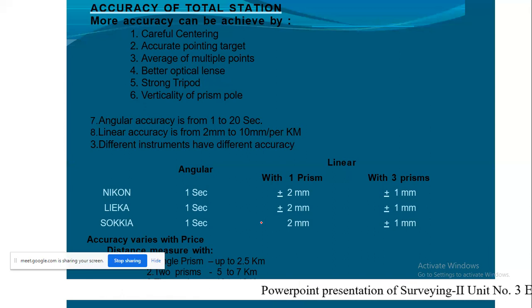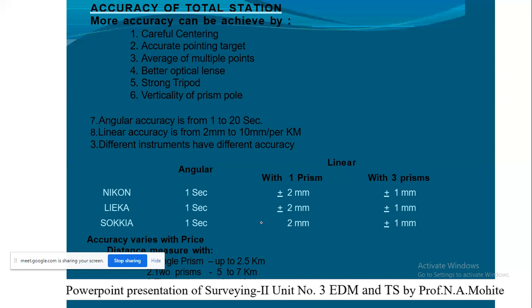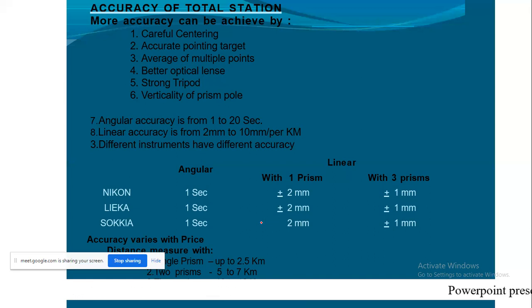So different instruments, as I told you, have different accuracy, depending upon the make, that is, the manufacturer. Here you can see there are 3 manufacturers. First one Nikon, second one is Leica, third one is Sokkia. All of these have an accuracy in measurement of angle of 1 second.